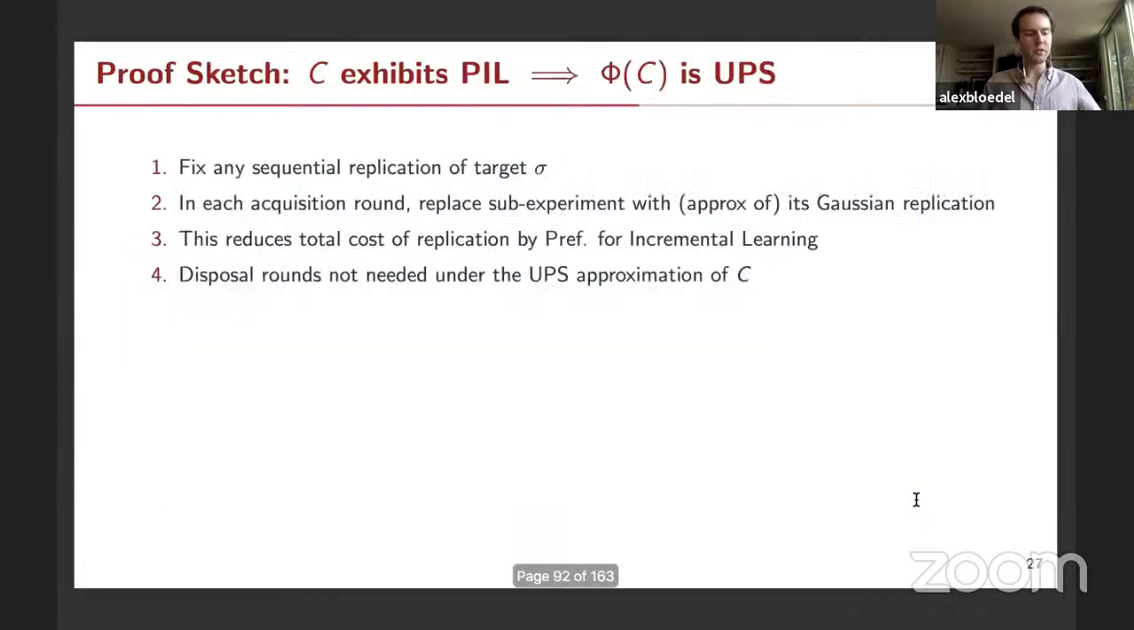Okay, so very quickly, how do we prove this and what are some implications? The direction where you start with a direct cost satisfying preference for incremental learning and derive from that a UPS indirect cost is pretty straightforward. Basically, you start with any sequential strategy, take any given step in that strategy, break that up into smaller pieces by replicating that step using a Gaussian diffusion. By preference for incremental learning, this reduces expected costs. And then it turns out you can get rid of any disposal rounds because of this UPS approximation.